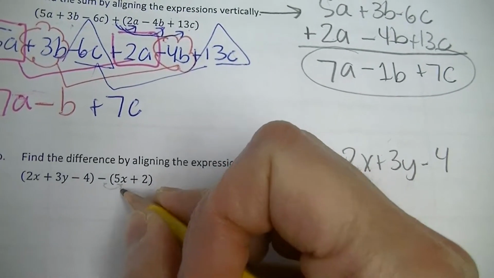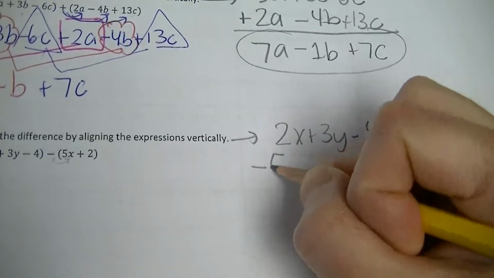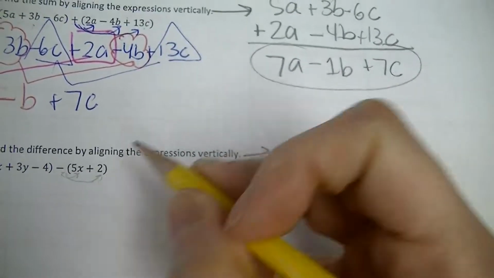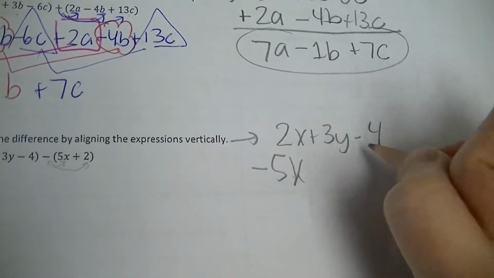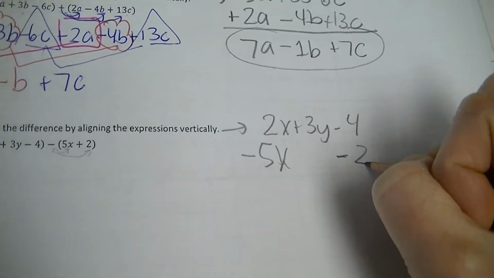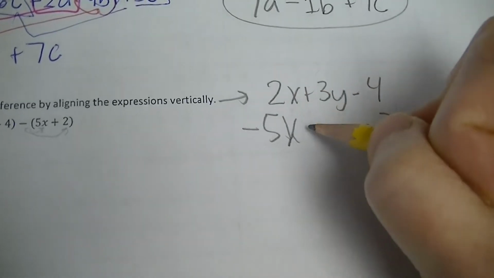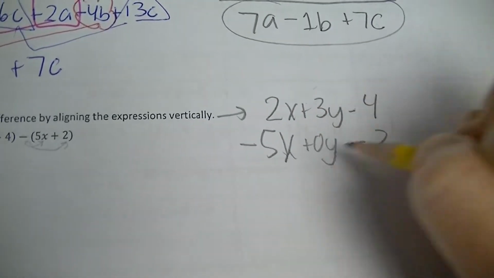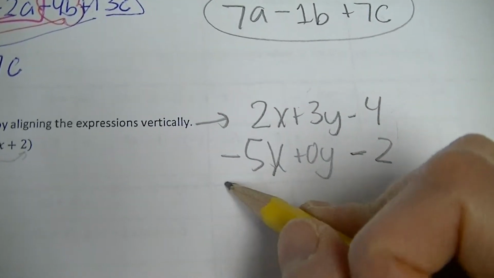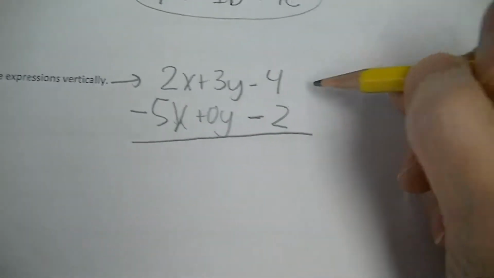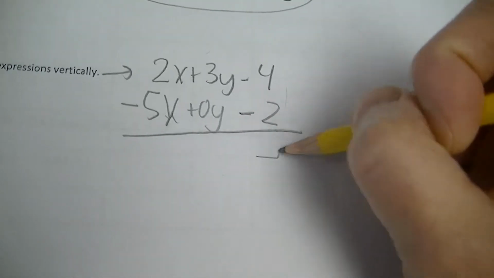Negative times 5x is negative 5x. A negative times a positive 2 is a negative 2. And notice right here, there's no y, so we need to put that negative 2 over here because you want it under its like term, okay? So if it helps your life, you could just put like plus 0y there. But 0 times y is just 0, so that's just kind of a placeholder to help you with your comfort level, I guess. So we got negative 4 minus 2 is negative 6.